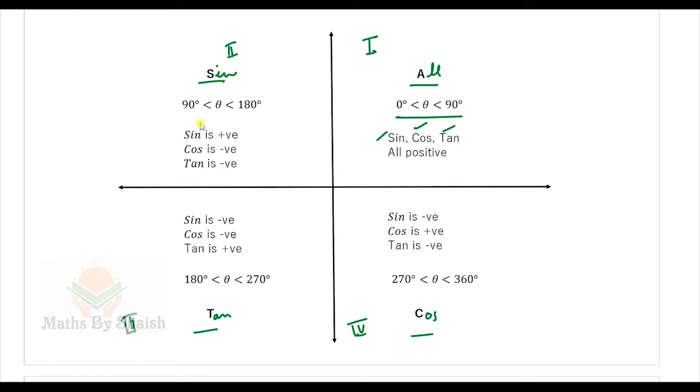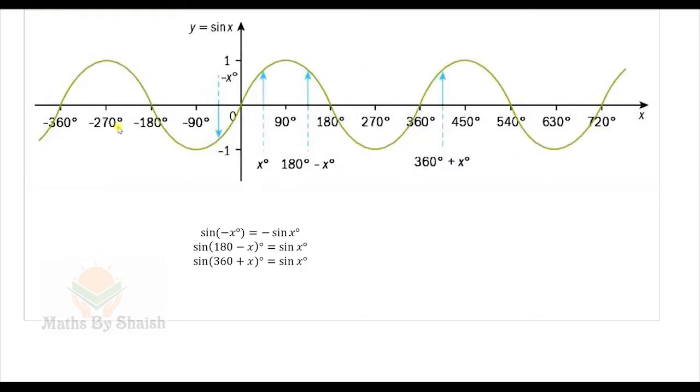And second means sine, S. So in 90 to 180 degrees, sine and its reciprocal, that is cosec, which is of course not in the syllabus, both are positive, otherwise the other trigonometric ratios will be negative. Similarly, in the third quadrant where it is T, here is the sine graph.